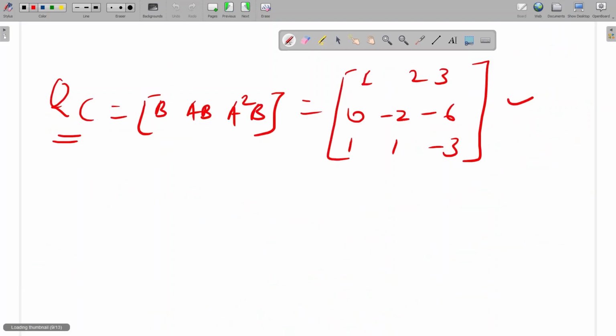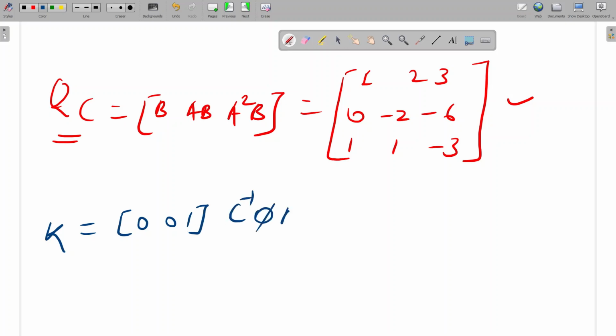That rule is, we have to remember, K is equal to 0 0 1 into C inverse into phi of A. So this will be that formula. If you apply this, you'll find the final value 16, minus 14 and minus 4.